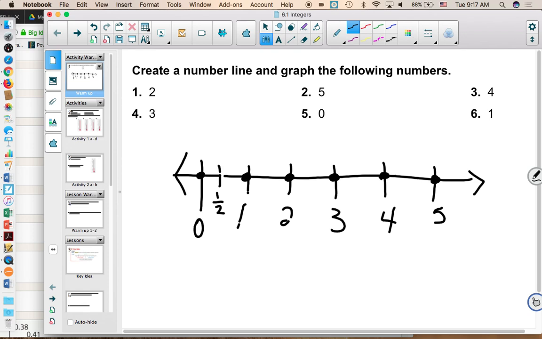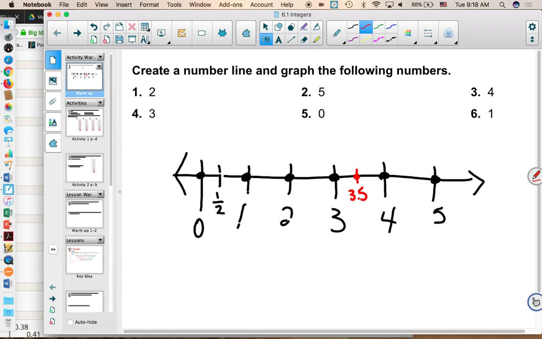Now, what if I wanted to graph 3.5? Can I put 3.5 on this number line? Yes. Where would it be? In between it. Where's it going to be? In between 3 and 4. So I could go back in here and he says in between, I could put something like this and I could say, well, this is 3.5, right? And that would be okay.